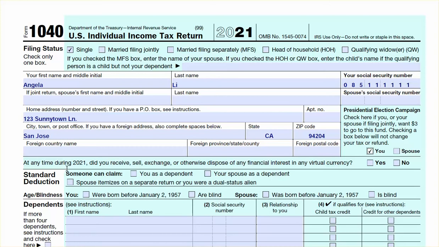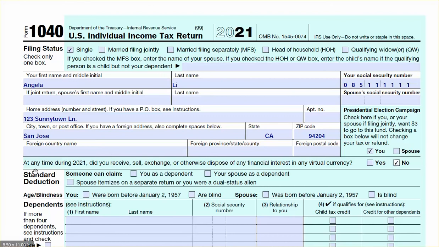At any time during 2021, did you receive, sell, exchange, or otherwise dispose of any financial interest in any virtual currency? Virtual currency is also known as cryptocurrency. We're going to assume no for this person.